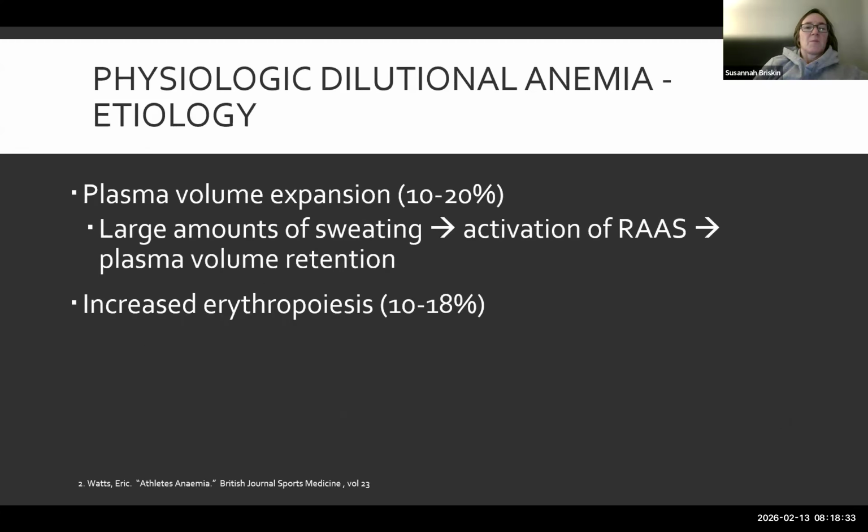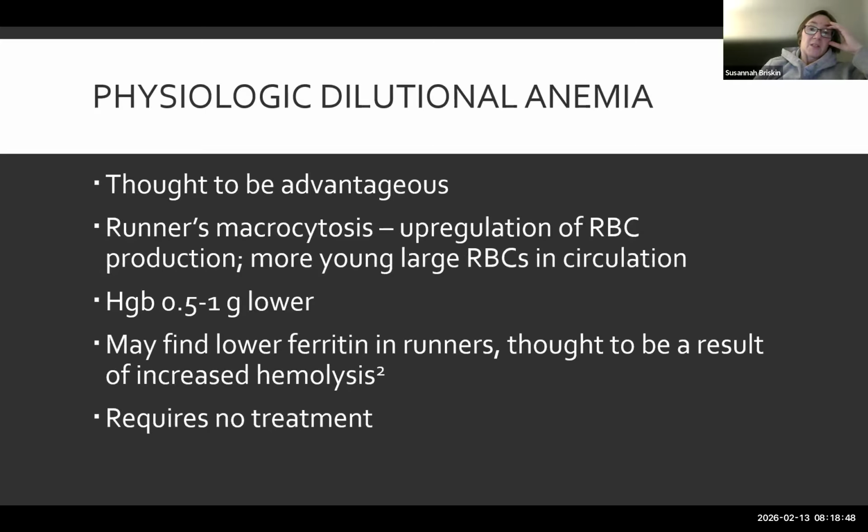So you get plasma volume expansion as a result of large amounts of sweating, activates your RAAS, you get plasma volume retention, and then you actually get an increase in erythropoiesis because it thinks you're running low. So it's actually thought to be advantageous. One of the more important things to remember is this is going to end up being a macrocytosis in some people because you're going to have large, young red blood cells in the circulation because you're kicking out new red blood cells often. And your hemoglobin is just going to be a hair lower than usual. So this isn't going to be somebody who's profoundly anemic.